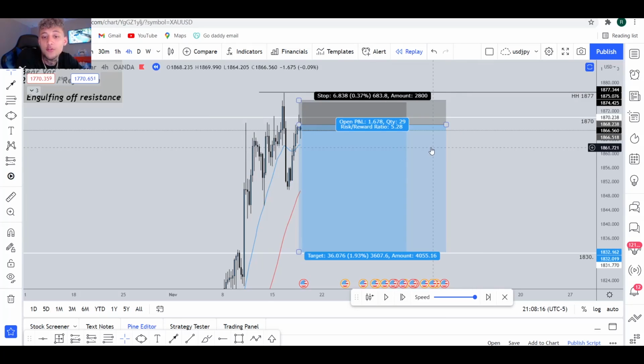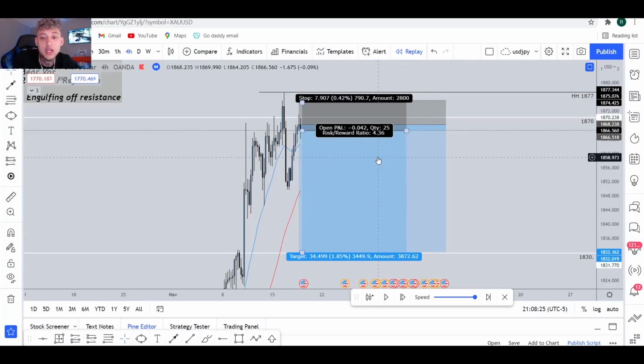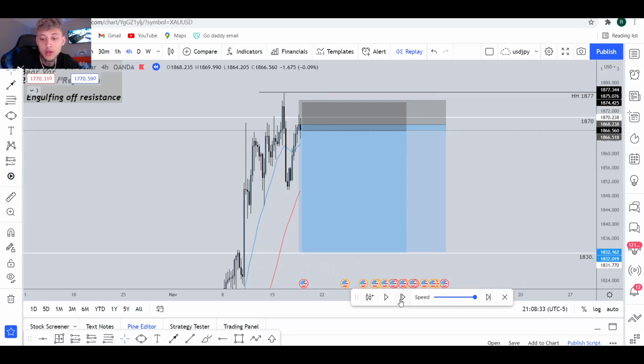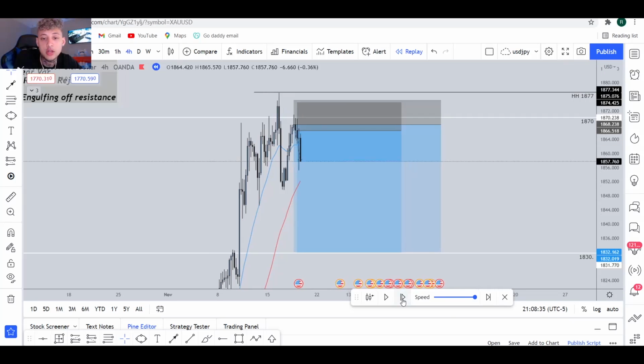So on our first position, all this simply means when we have a 5-to-1 risk-reward ratio, it means I'm risking $100 to make $500. On our second position, all this 4.36 risk-to-reward ratio means is that I'm risking $100 to make $436, right? And let's just kind of see how this trade played out.